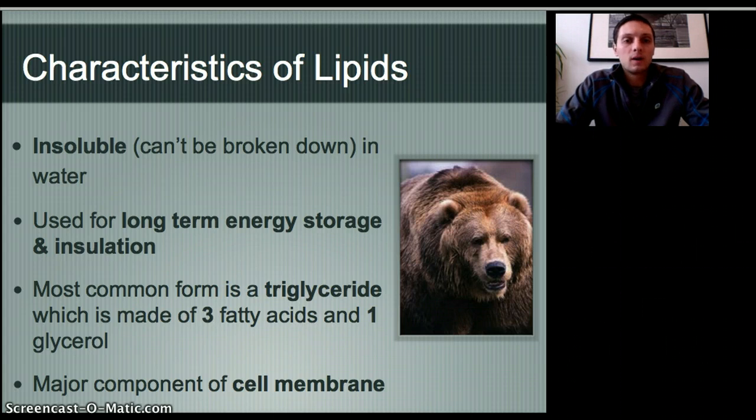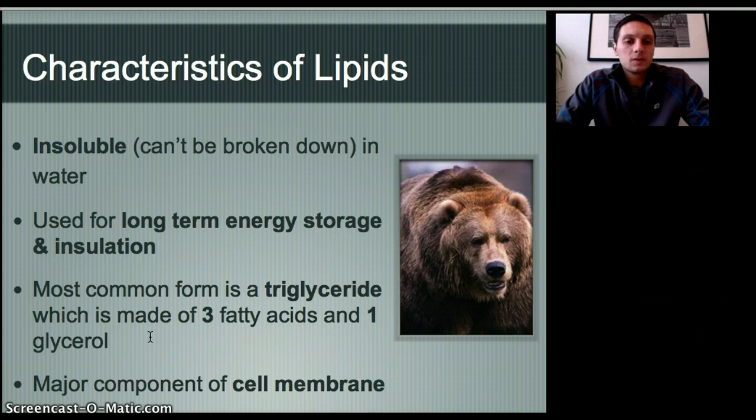The most common form of a lipid is something called a triglyceride. That means that it has three fatty acid tails and one glycerol molecule. The glycerol molecule connects the three fatty acid tails together. And we'll see a picture of that in a moment.